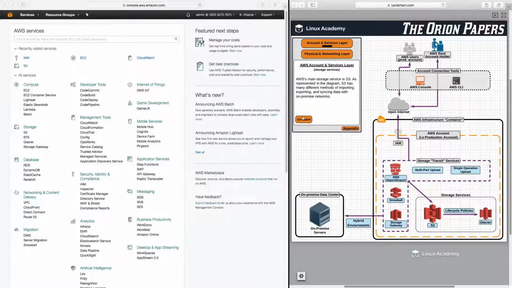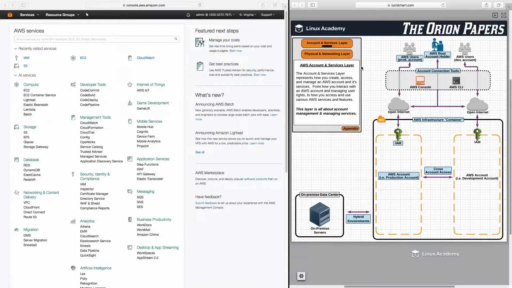Then obviously, moving back, we can go back up to the top level, and in the next lesson, we're going to move into the physical and networking layer and learn about how that is organized and used.